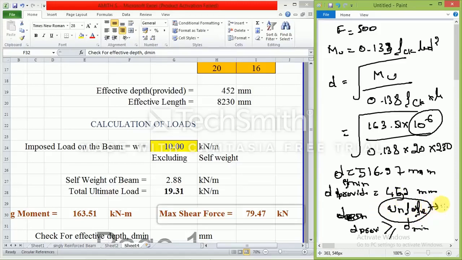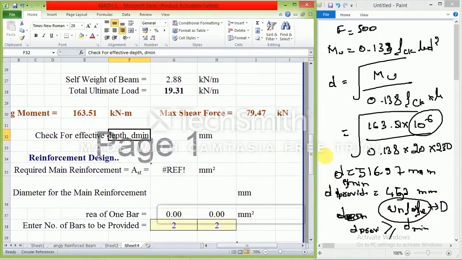So what is the remedy? I need to increase the depth of the beam. Anyhow, let us substitute the same values here, and I will tell you how to change the values and all.